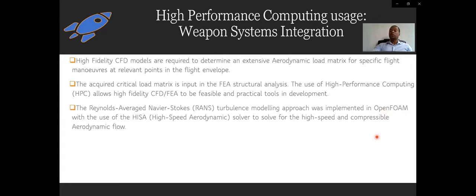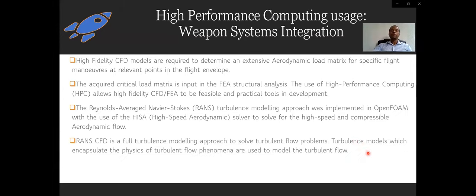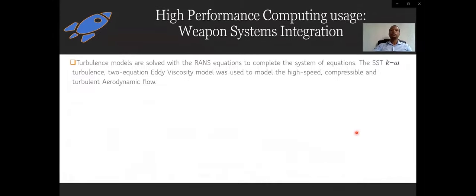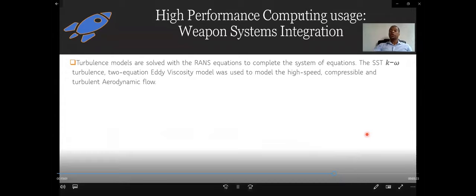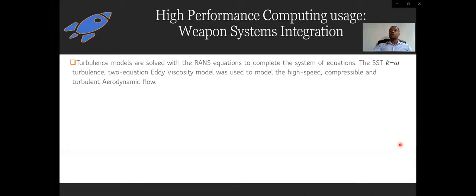Reynolds averaged Navier-Stokes turbulence modeling approach was implemented in the case of weapon systems integration. And the HISO solver was used to solve the high speed and compressible aerodynamic flow. RANS is a turbulence modeling approach to solve turbulent flow problems. Turbulence models encapsulate the physics of turbulent flow phenomena and are used to model turbulent flow. The turbulence models are solved with the RANS equations, and they complete the system of equations. The SST k-omega turbulence two equation eddy viscosity model was used to model the high speed, compressible, and turbulent aerodynamic flow.